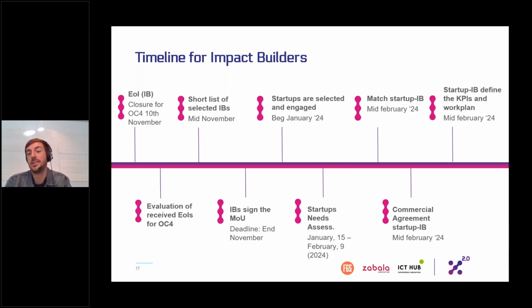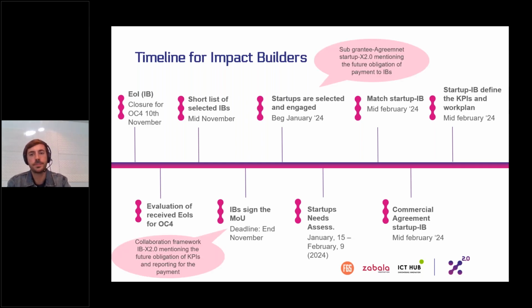Then by that date, not exactly, but by February 2024, you will be signing the commercial agreement, and then you can start working on the service delivery, defining the KPIs and the work plan that is needed so we can unlock the payment for our startups.